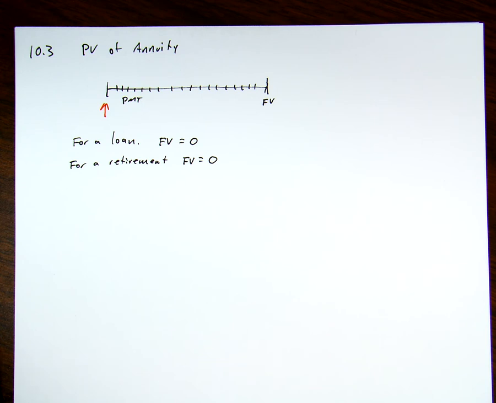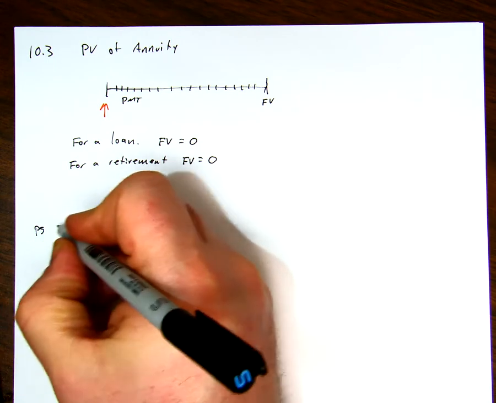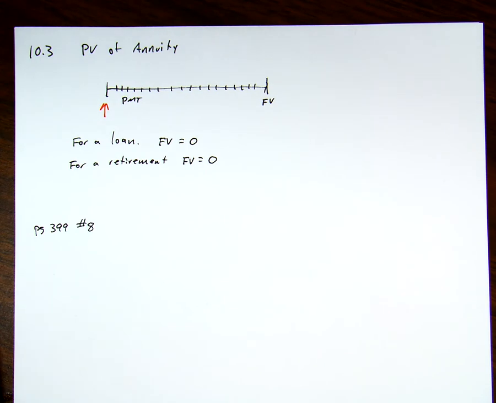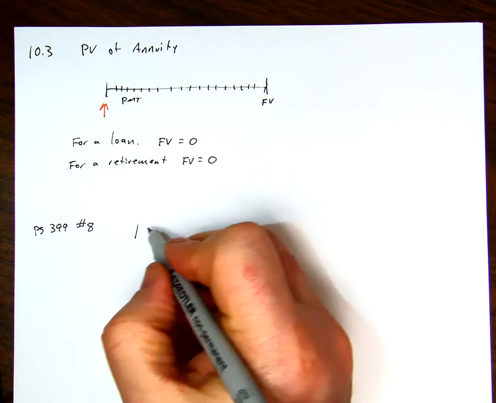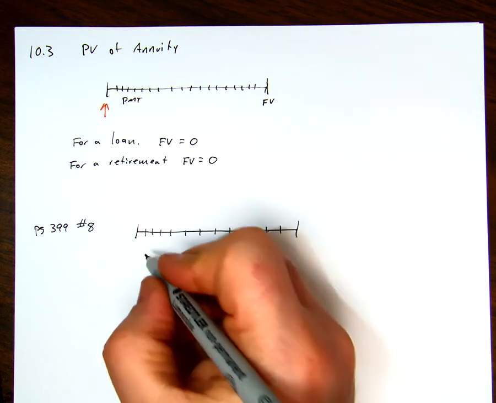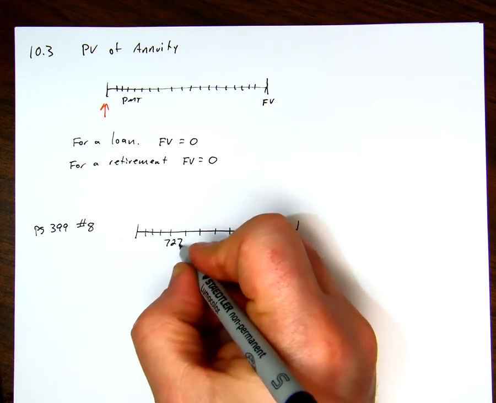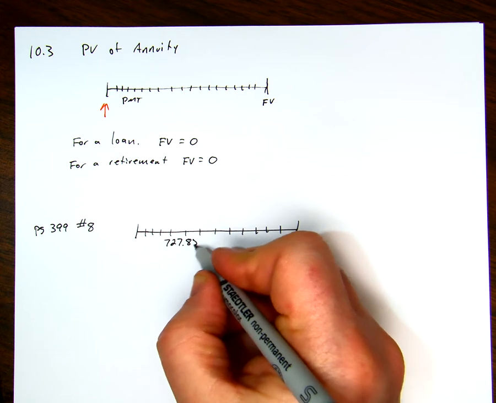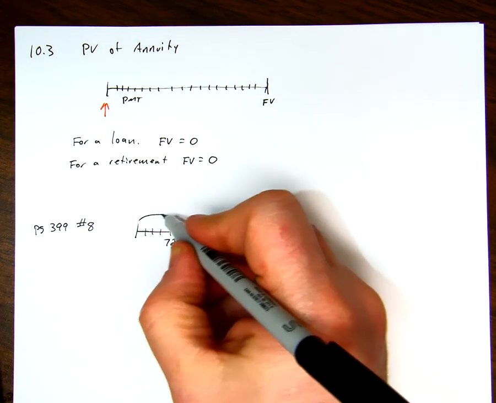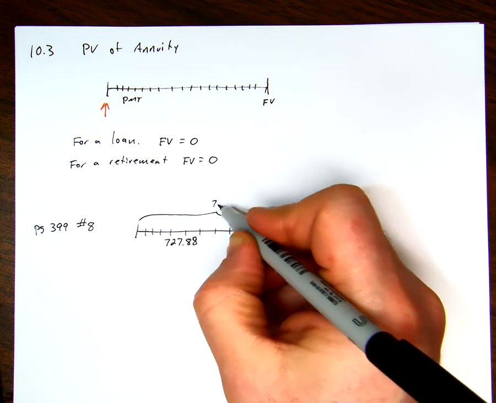So we'll take a look at, on page 399, question number 8. It says, a new loan at 9% compounded quarterly requires quarterly payments of $727.88. So we have a loan as a whole bunch of payments, and each payment is $727.88. And this will work for an annuity because every payment's equal. And this is going to be for 7 years. So the duration of the loan is 7 years.